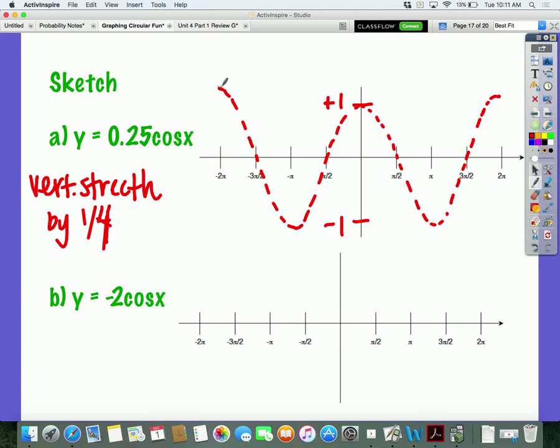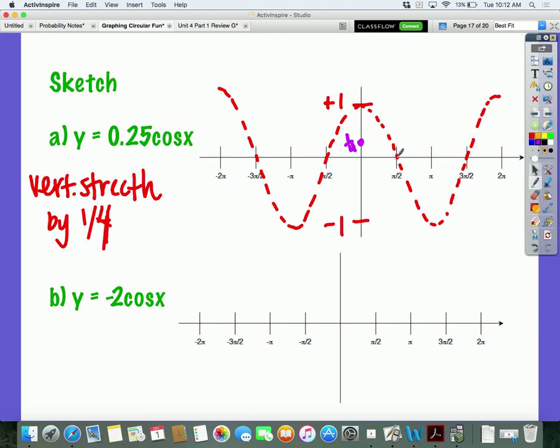Just as a reference so you can see the difference. So this point that's at (0, 1), all your y's get multiplied by 1/4. So what's 1 times 1/4? 1/4. So this point is now here.